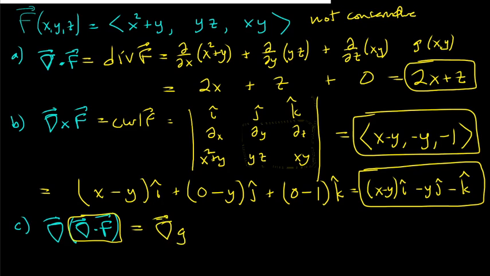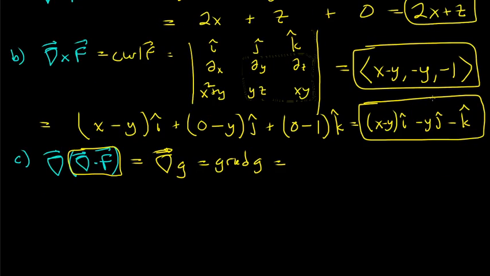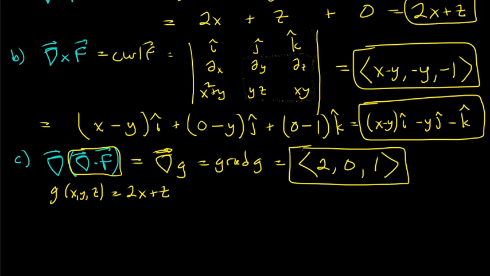So what are we doing? We're just taking the gradient of this little g. g is 2x plus z. So the gradient of that should be very easy. You take the x partial derivative, you just get 2. The y partial derivative is 0, and the z partial derivative is 1. So in fact, you just get a constant vector, 2, 0, 1. Or if you prefer, 2i plus k.